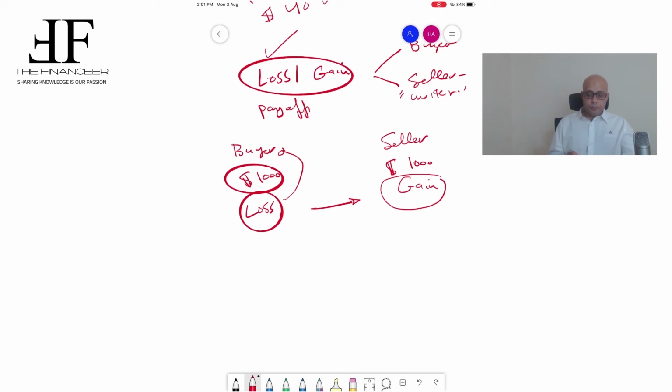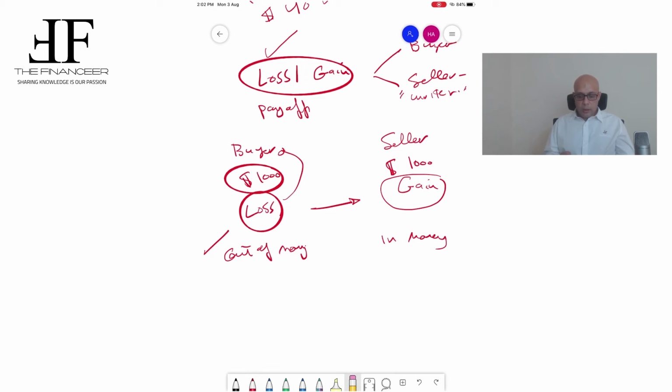Now, we are going to call this scenario for the buyer out of the money. So the buyer is in a situation out of the money. Why out of the money? Because he didn't exercise the option. He purchased the option, but he didn't get a benefit from it. He didn't exercise because the market price is less than the exercise price. So in this case we are calling the buyer out of the money, and on the other side, the seller, we are going to call in the money.